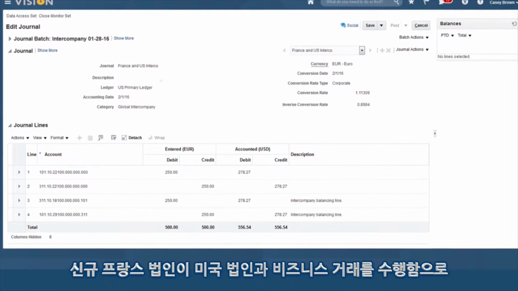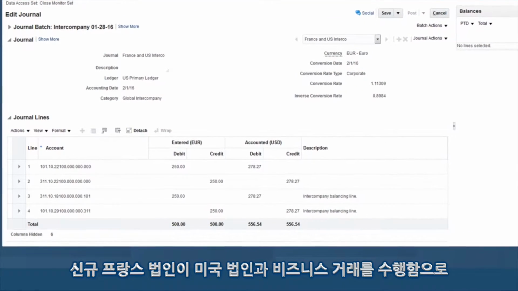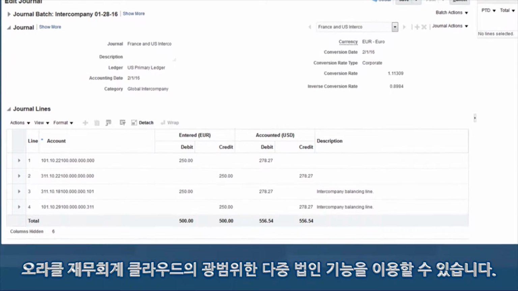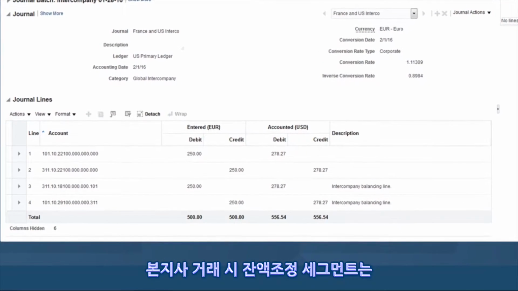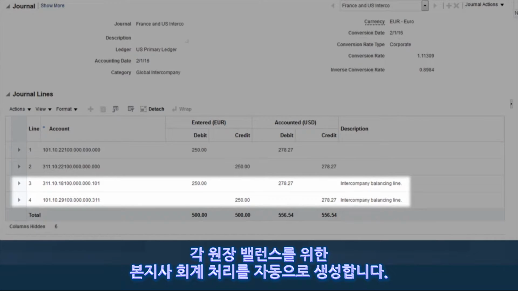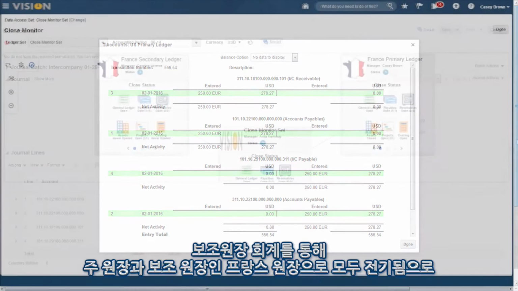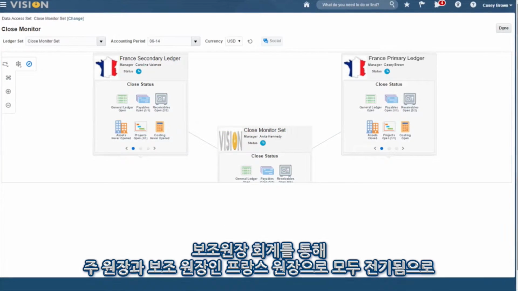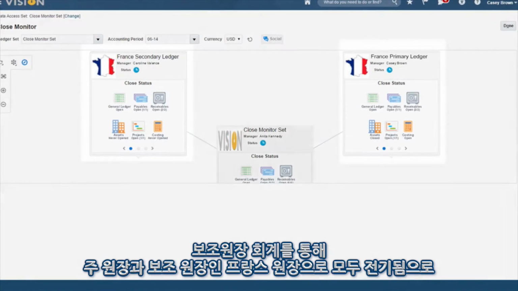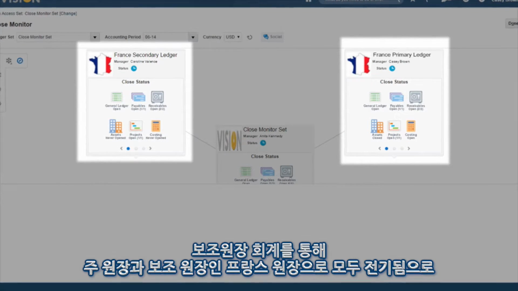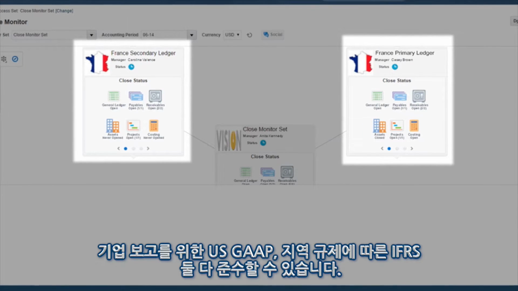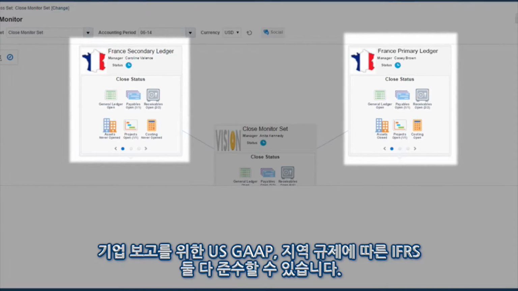Since the new French entity transacts business with the US entity, he leverages the extensive multi-entity support. The Company Balancing segment automatically creates intercompany accounting to balance the GL for intercompany transactions. The multi-entity support also creates intercompany invoices when they are required. To comply with both US GAAP for corporate reporting and IFRS for local regulatory reporting, subledger accounting posts to both the primary and secondary French ledgers.